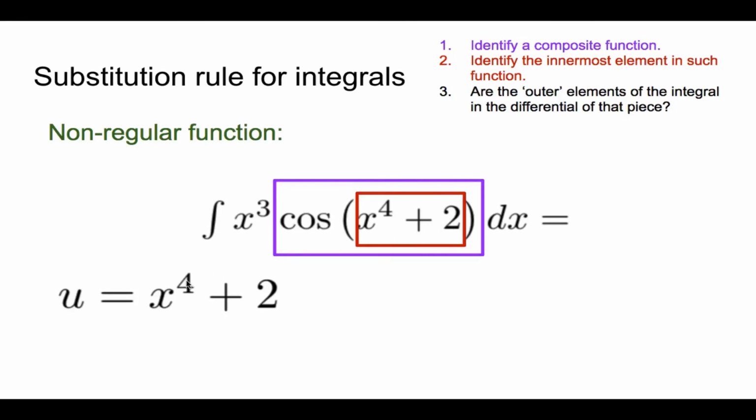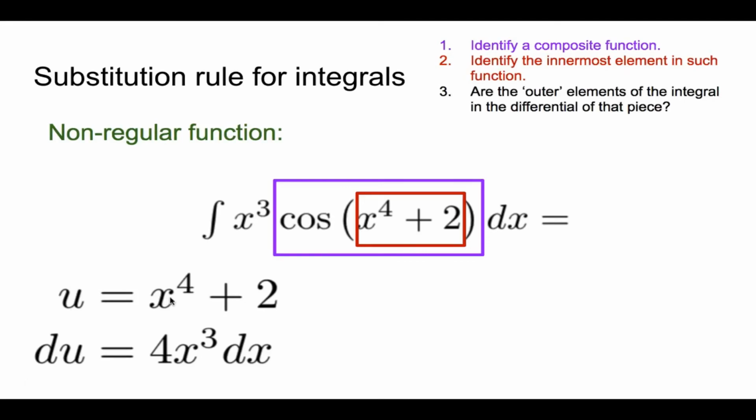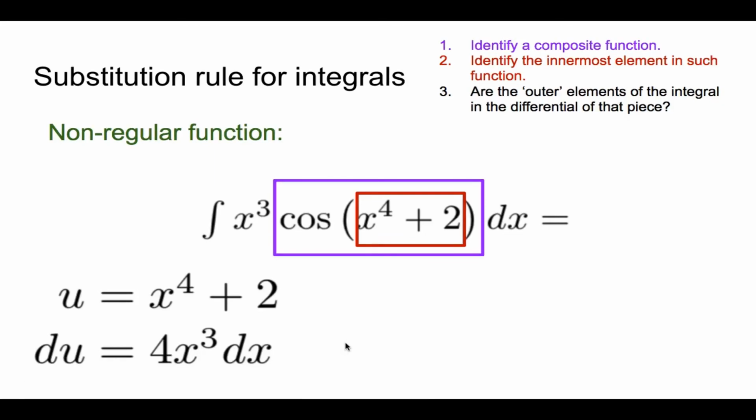Now, if you recall, the definition of a differential is basically the derivative multiplied by the differential of the variable. So the differential of u is going to be just the derivative of this times the differential of the variable x. In this case, it's simply 4x to the 3 times dx. So that's the differential of u.